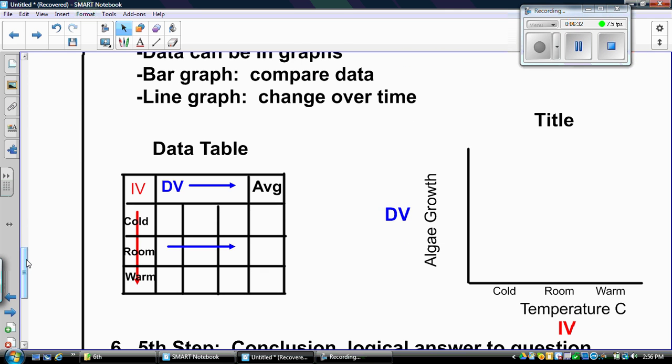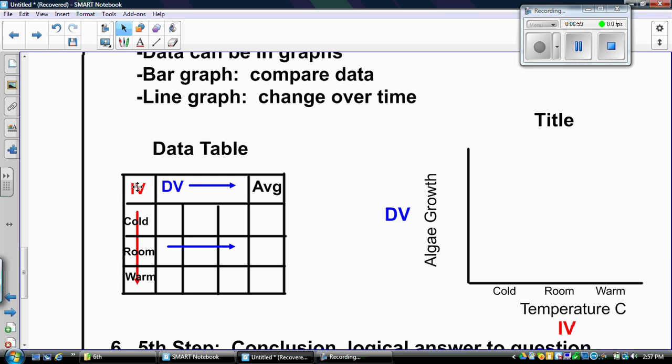So let's take a look at our data table. There's a really easy way to remember how to set up a data table and graphs. You're only using the independent and dependent variables. Your independent variable in a data table, I'll put that in bold so you can see it better, always goes in this first column. So where that IV is, we would put temperature, okay? Because that's what we're changing.